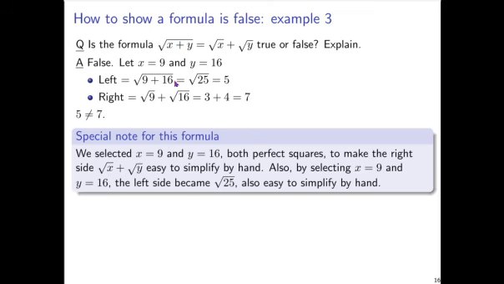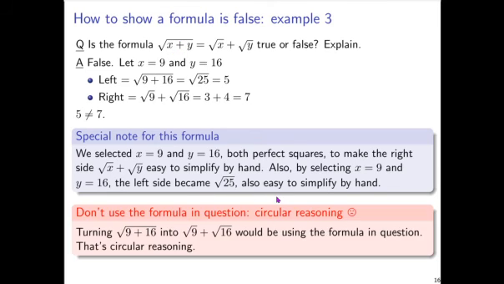The left side became root 25, and that's also nice to simplify by hand. Again, don't use the formula in question. If you look at root 9 plus 16 and turn it into root 9 plus root 16, that would be using the formula in question. That is circular reasoning.